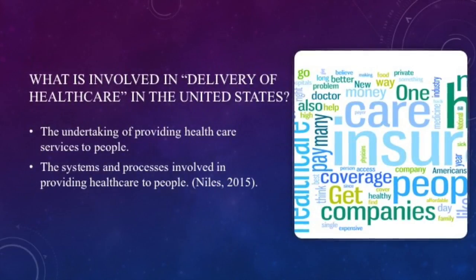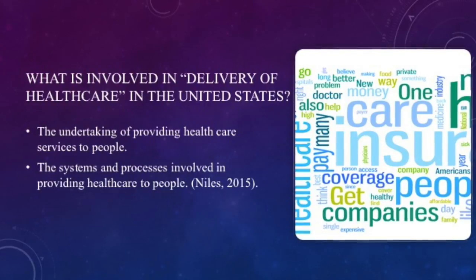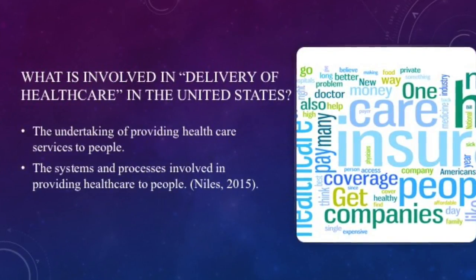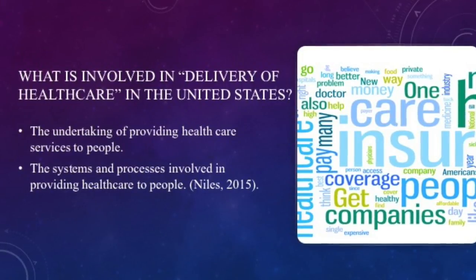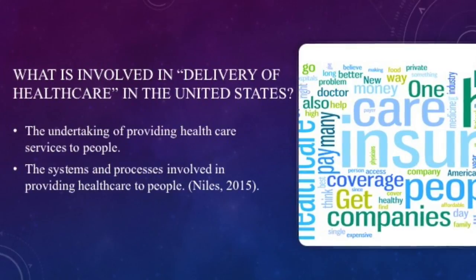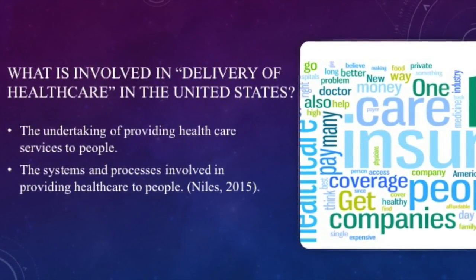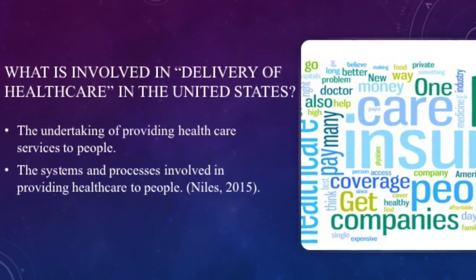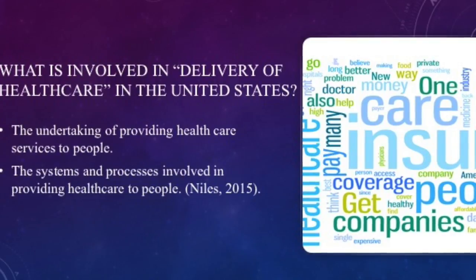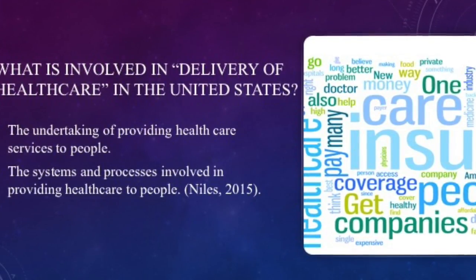What is involved in the delivery of healthcare in the United States? Here in the U.S., it has a unique system of healthcare delivery. For this presentation, healthcare delivery will refer to the major pieces of the system and the processes that enable people to receive health care. It will be the undertaking of providing health care and the systems and processes involved in delivering that health care.